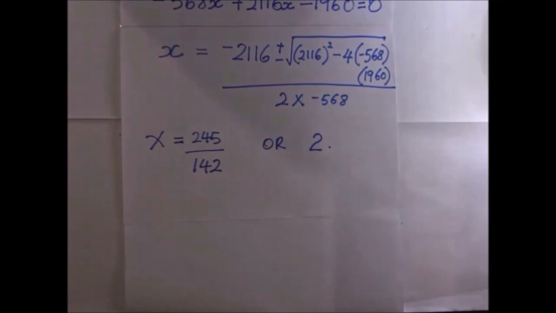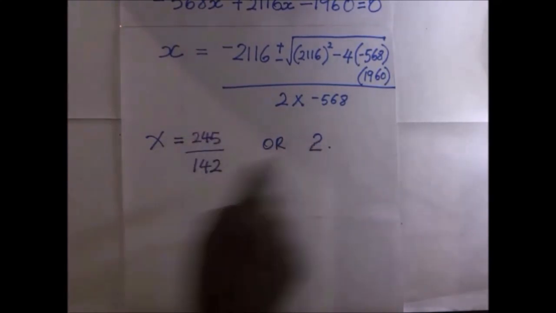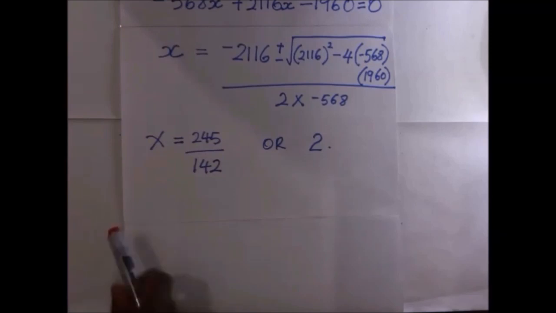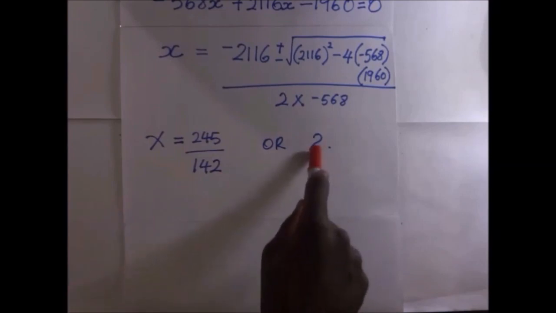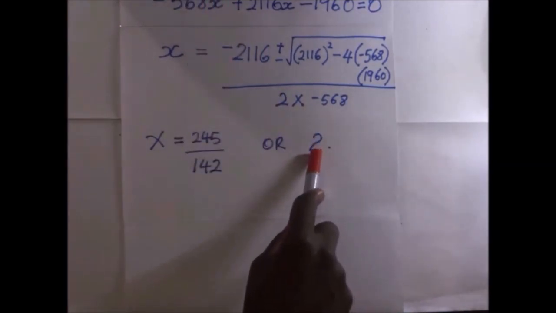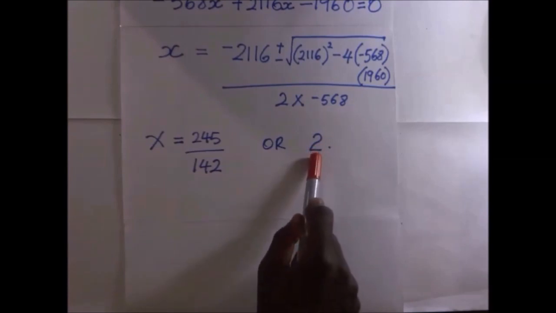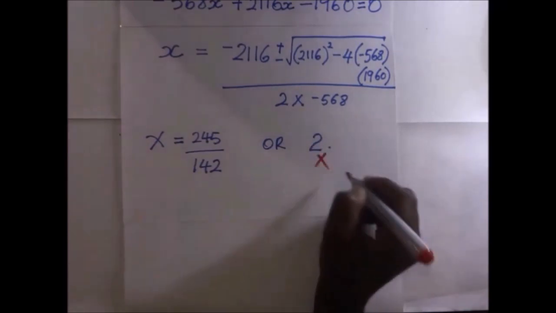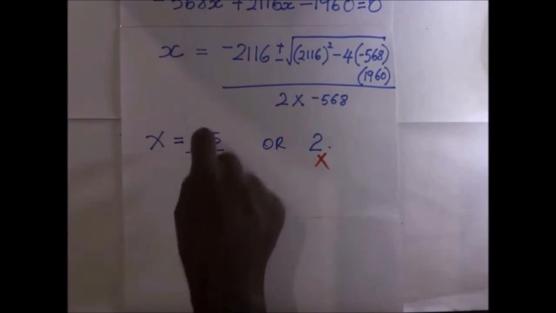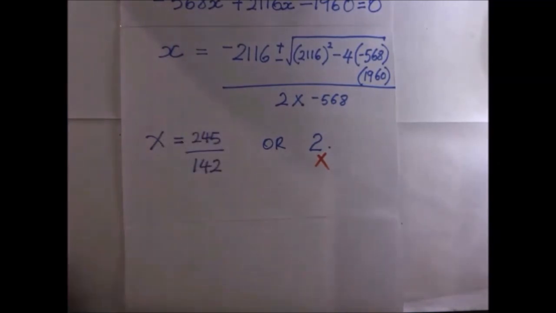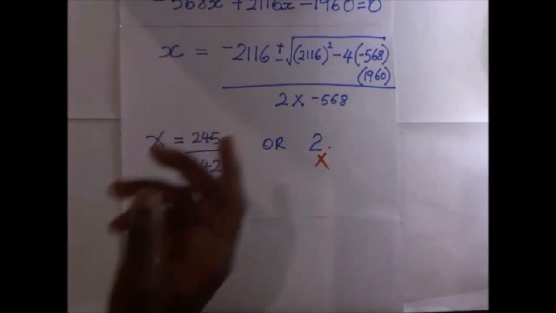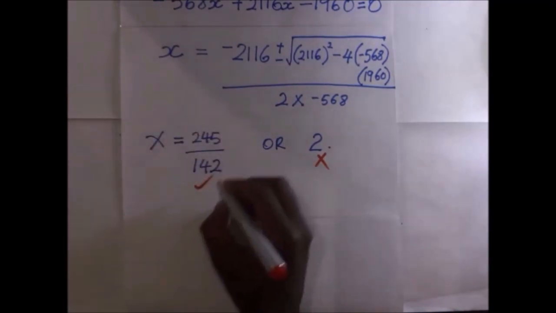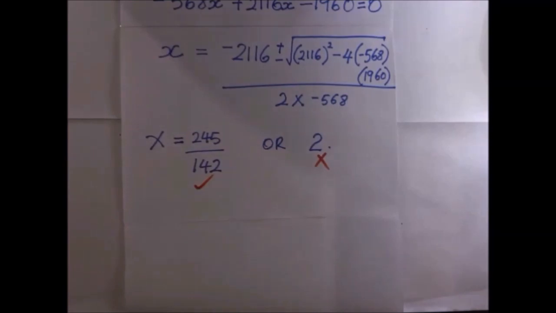So now here, after getting our values of x, it's either this or that, so we test for our values of x. When we put 2 in our expression to see whether it is correct, we find that on the left hand side it's going to give us 1, on the right hand side it's going to give us 3. So this is not a solution. But when we test by putting in this figure 245 over 142, then it means this value of x is going to be consistent with our equation. So this is correct. So it means that our value of x there is 245 over 142.